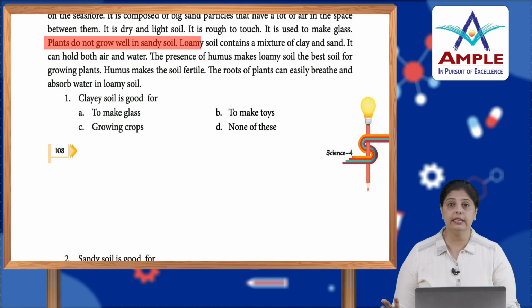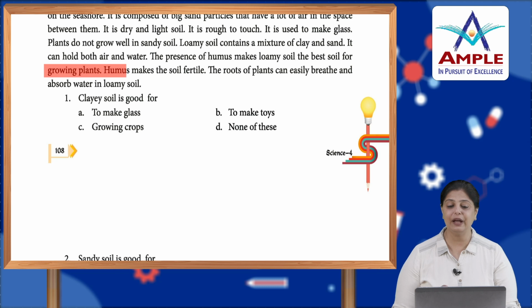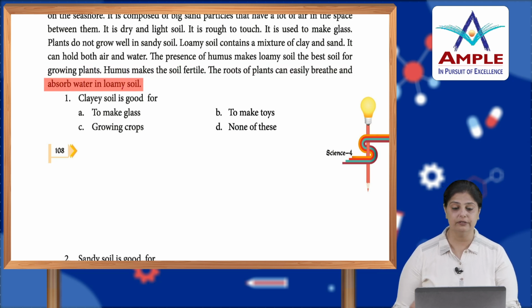Loamy soil, it's a mixture of what? It is a mixture of clay as well as sand, and thus it can hold both air as well as water. The presence of humus makes the loamy soil best for growing plants. Humus makes the soil fertile, and the roots of plants can easily breathe and absorb water in the loamy soil.